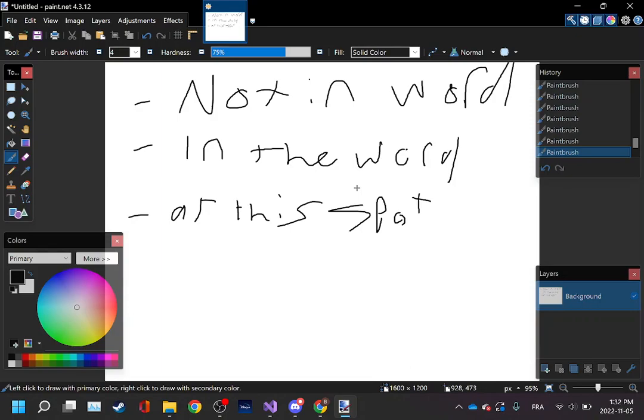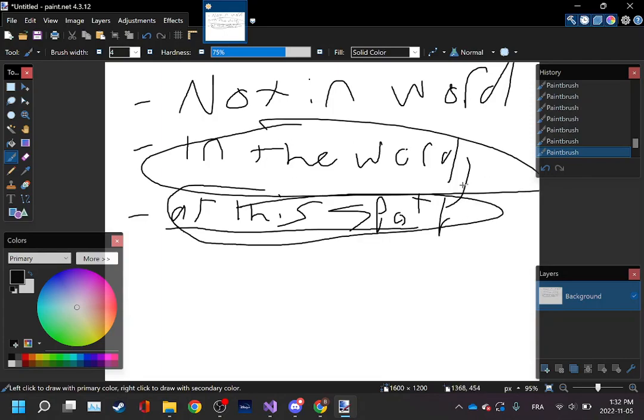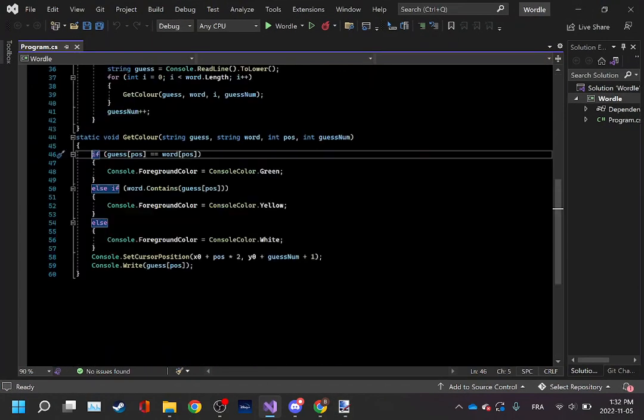In Wordle, if the letter is not in the word, it's gray. If it's in the word, it's yellow. And if it's at this exact spot, it's green. So what I have to do is check each letter against these criteria. And if it fits multiple criteria, the lower one is the most important. So if it's in the word and at this exact spot, I want to put it green and not yellow. Yeah, so this is basically what I did.